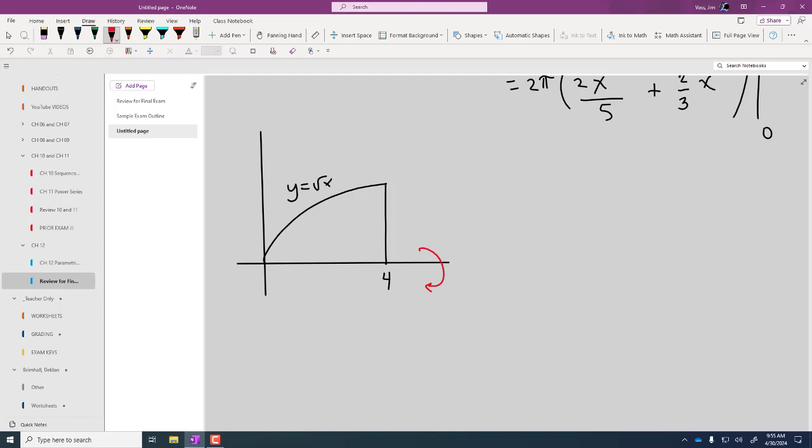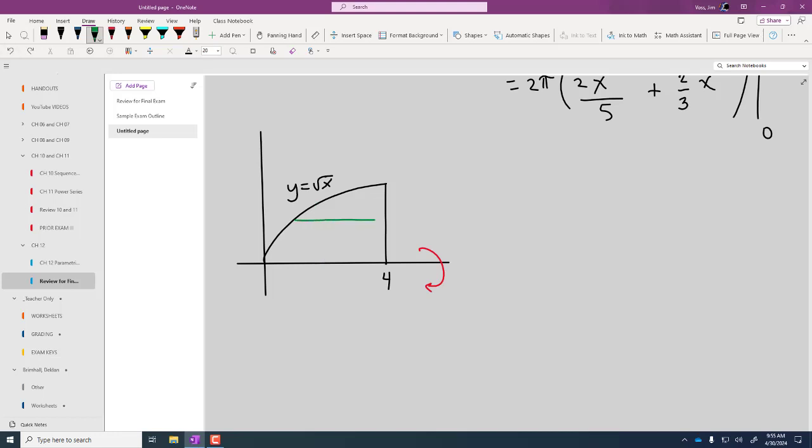what method would we naturally be using? Disk, washer, shell. Yeah, that's going to be a disk. If we draw our vertical element right there, unless you want to do it as a washer or a shell. Either way, this is easy doing it as a disk. It's just pi r squared. So let's do it as a shell.